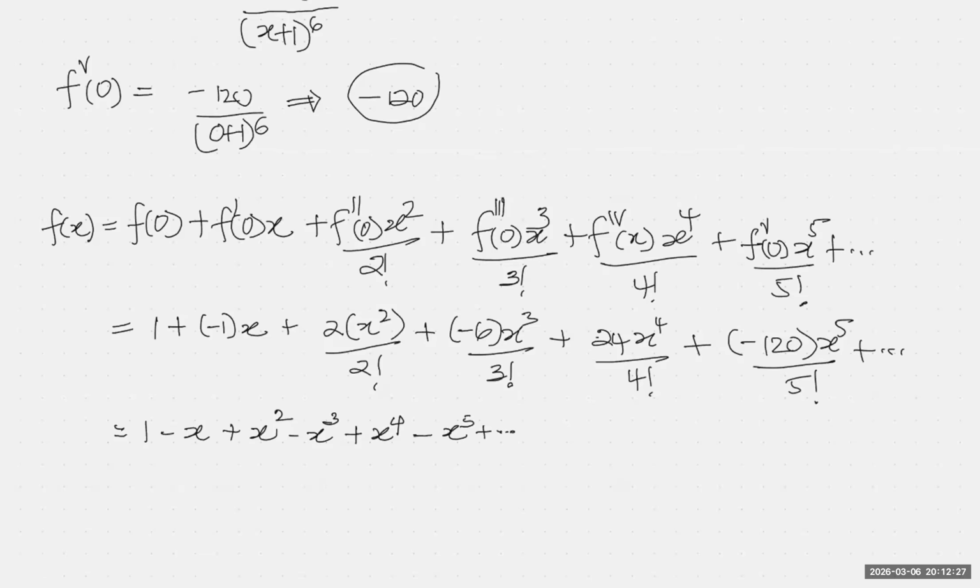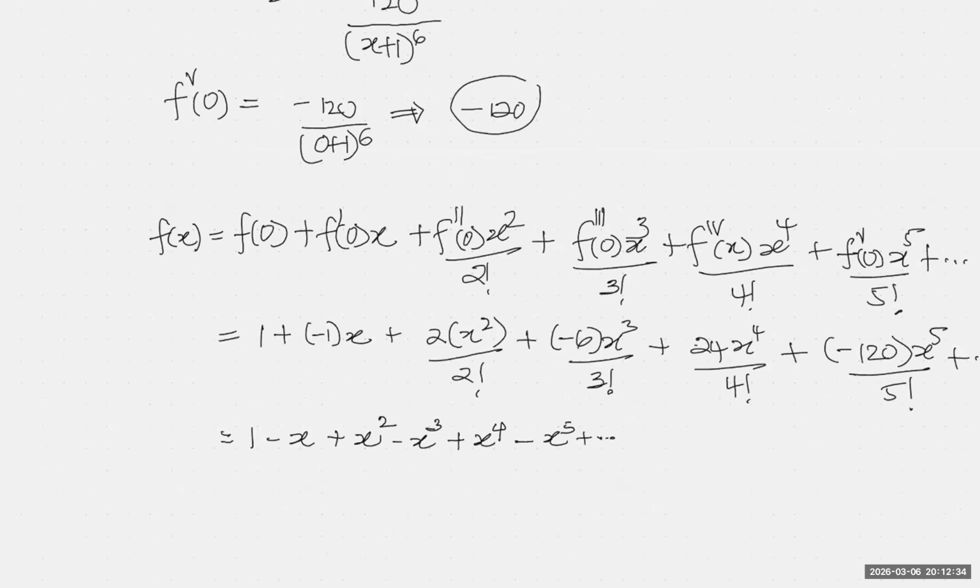Any questions as it relates to that? That's not the end of the question. So using Maclaurin's series, we're now going to get 1 minus x plus x squared minus x cubed plus x to the 4th minus x to the 5th plus dot dot dot. All right.